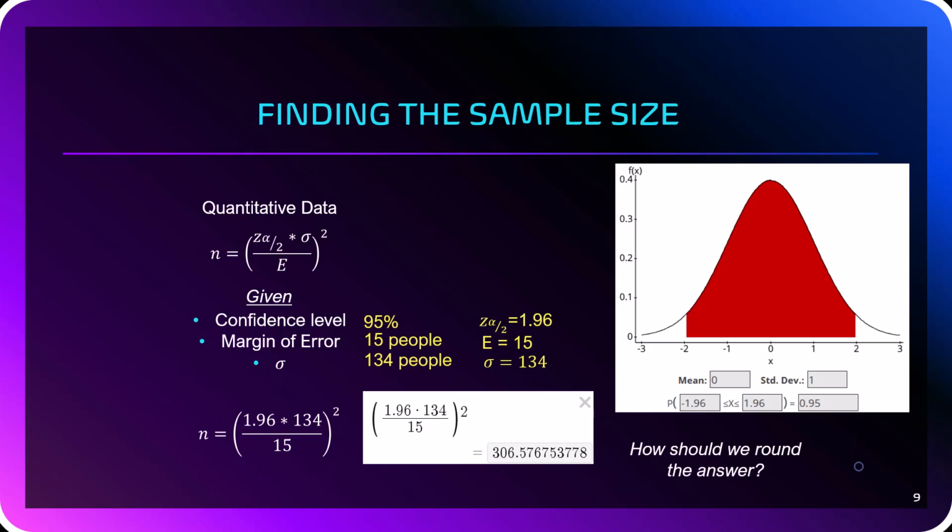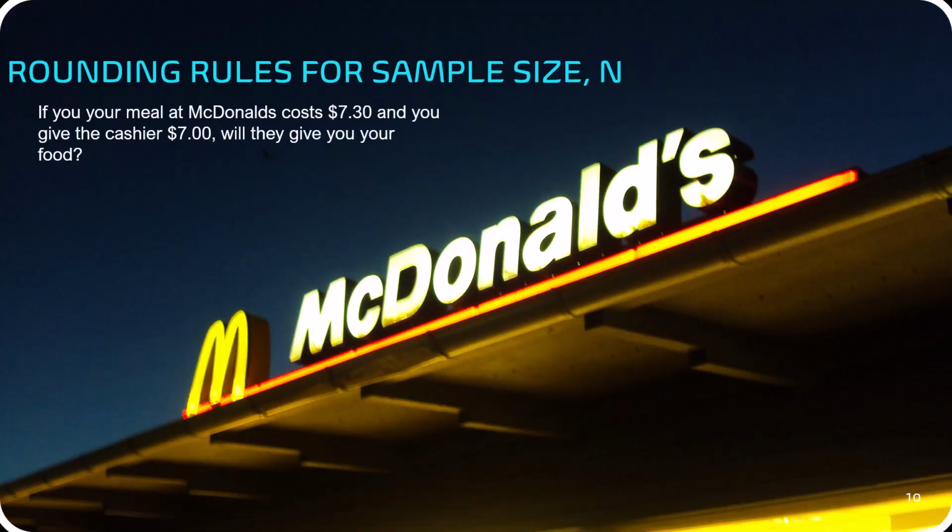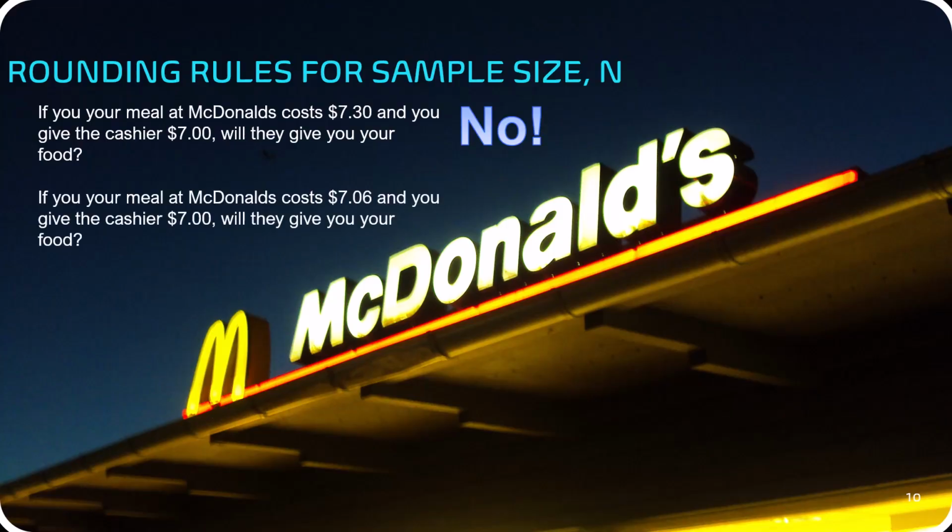So then the question becomes, what should we round this value to? Should we keep it at 306 or round it to 307? Well, before I answer the question, I want to ask you a question. Suppose you're at McDonald's and your meal is $7.30 and you give the cashier $7. Will you get your food? No. Suppose your meal costs $7.06 and you only give the cashier $7. Will they give you your food? Well, they might. They might be nice and say, oh, what's 6 cents between friends, and then hand you your Happy Meal. But they might not, right? Because it really isn't enough.